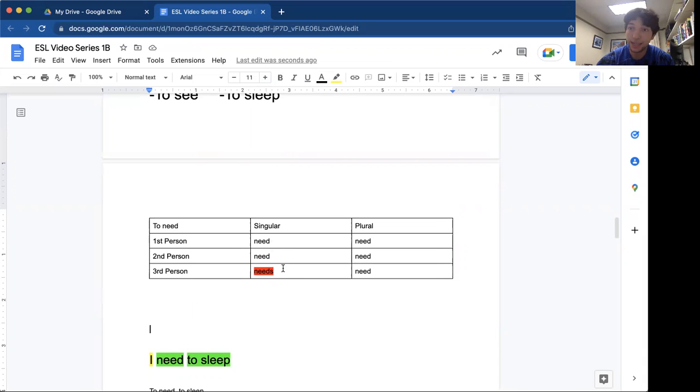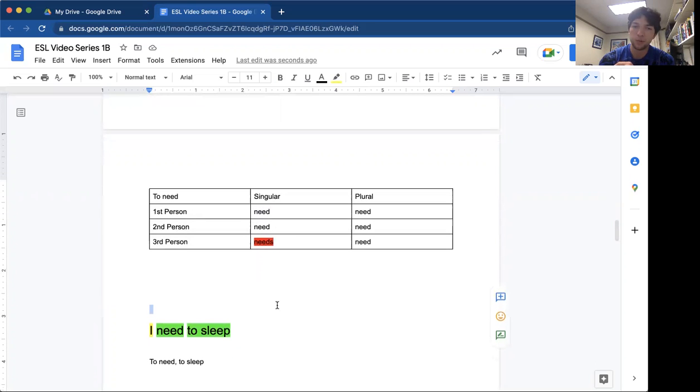So to need, right? This is how we conjugate need. First person, so we look at the subject first. This is, I don't know if you can see it, highlighted in yellow. Subject is I. So I is first person singular. So we use the first person singular conjugation of need, which is just need. And then to sleep.